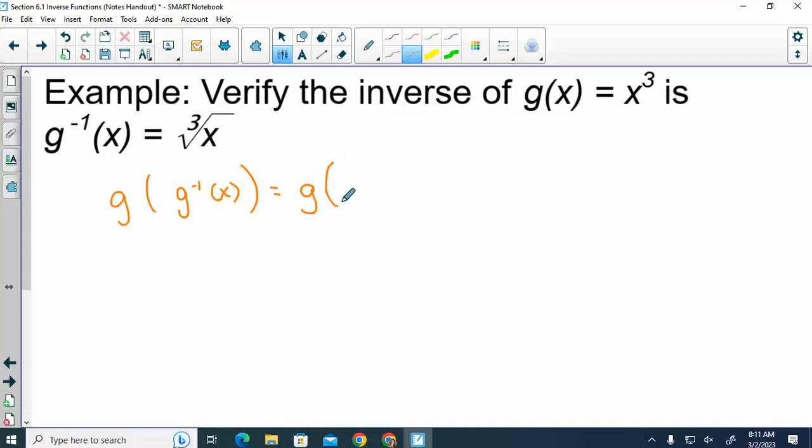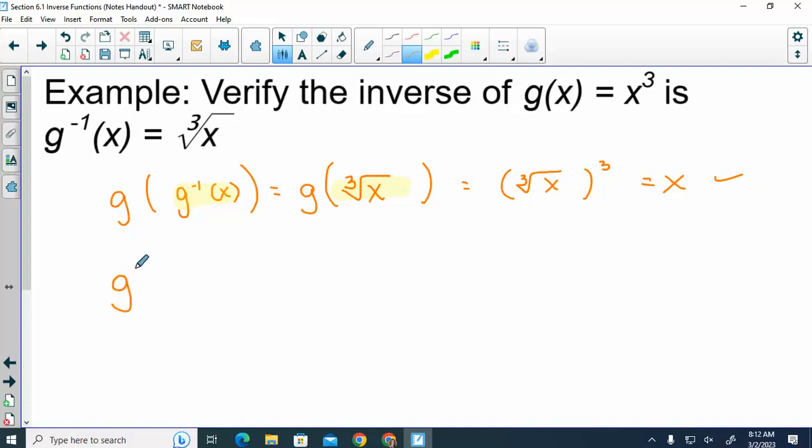X. Okay, so remember when you do these compositions, you start on the inside. So g inverse was cube root of x. And then you're taking that and plugging it into g. So g is whatever you plug in cubed. So if I do the cube root of x cubed, what do we get out? So that one worked.